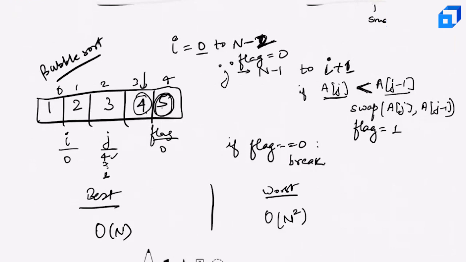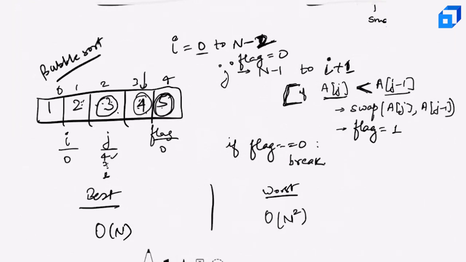Then you compare 4 with 3. Is 4 less than 3? No. Then you compare 3 with the previous element. Is 3 less than 2? No. Is 2 less than 1? No. So at no point does this if condition get executed. So there is no swap, and therefore flag never becomes equal to 1.